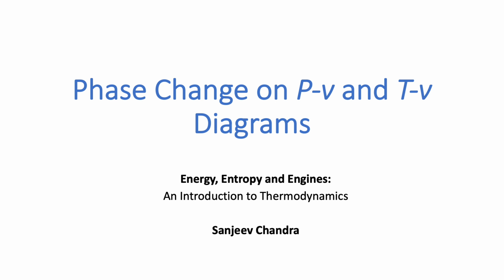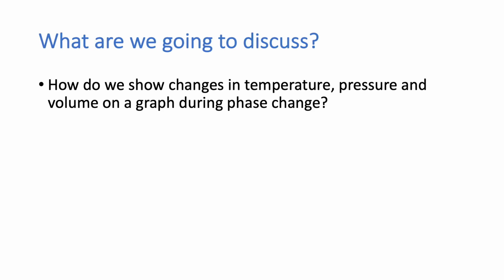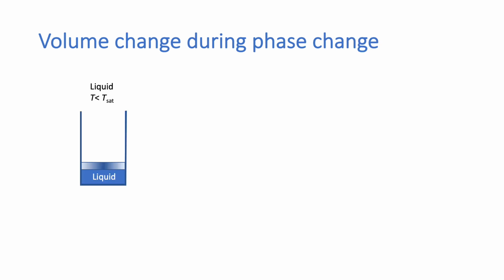Phase change on PV and TV diagrams. How do we show changes in temperature, pressure, and volume on a graph during phase change? We have over here a liquid that is at a temperature below the saturation temperature.